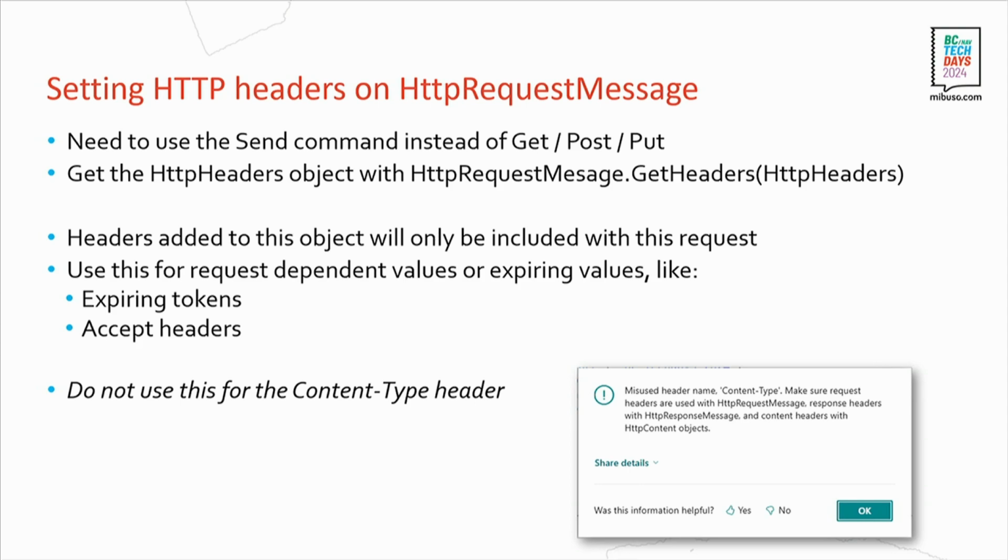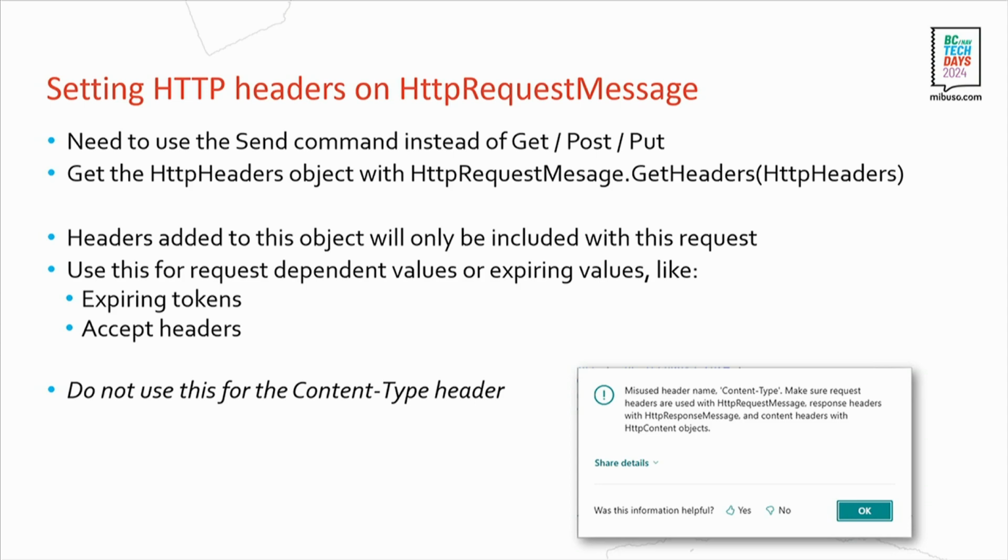Now you use the request headers with expiring tokens, for example. So you don't set them as a default because they can expire. So every time for every request, you need to see if you need to specify another token maybe. The accept headers. For this request, I accept a certain language or JSON or XML or whatsoever. But you cannot use it for the content type header. If you do that, you get that misused header name message. I'm sure many of you have seen this one and then wonder why. Well, the content type header is not on the request. You will see that when we talk about the HTTP content itself.